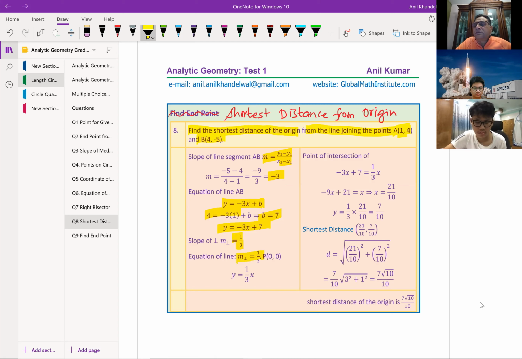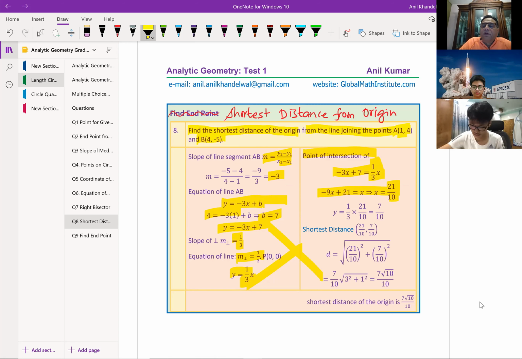Any line with the slope of 1 over 3 through the origin will have a very simple equation, y equals 1 over 3x. Now, this particular line is going to intersect the given line at a point. We have to find this point of intersection. To find it, I'm substituting 1 over 3x into the equation of the line. And from here, we can calculate the value of x, and we get x as 21 over 10.